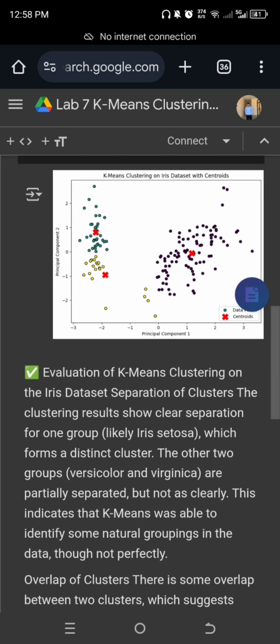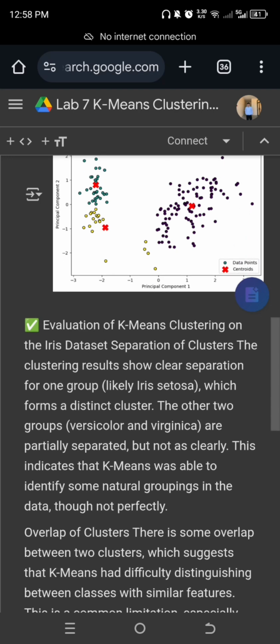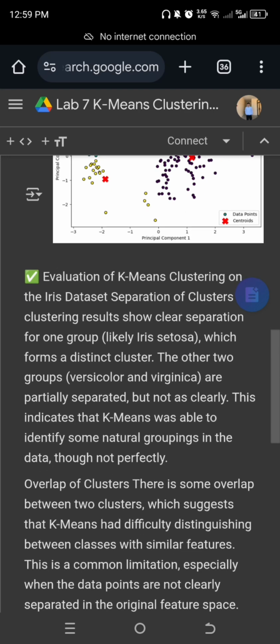And the next one is evaluation of K-means clustering on iris. This is the separation of clusters. The clustering results show clear separation for one group, likely iris Setosa, which forms a distinct cluster. The other two groups, Versicolor and Virginica, are partially separated but not as clearly. This indicates that K-means was able to identify some natural groupings in the data, though not perfectly.